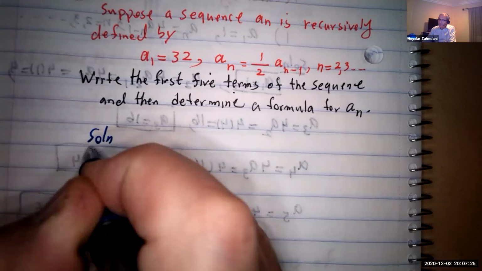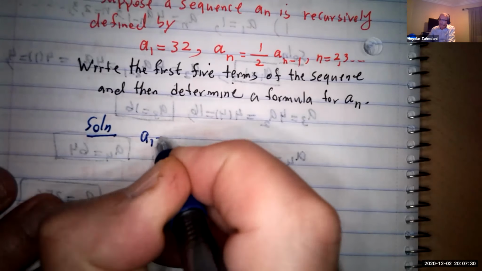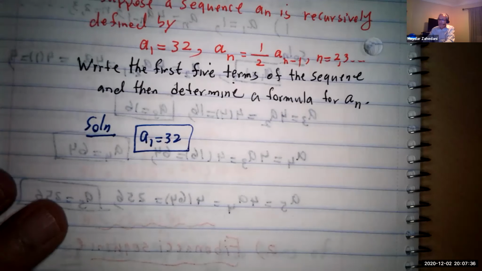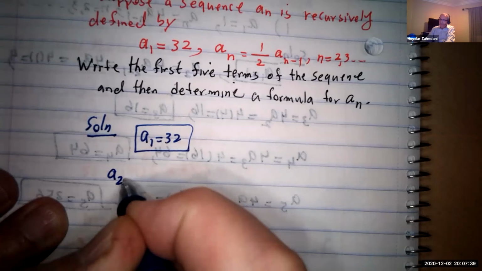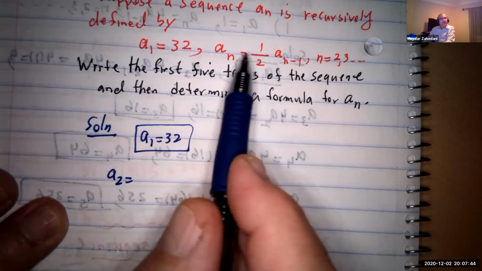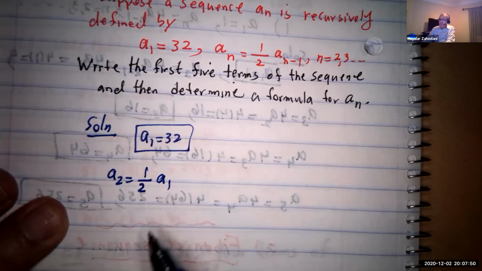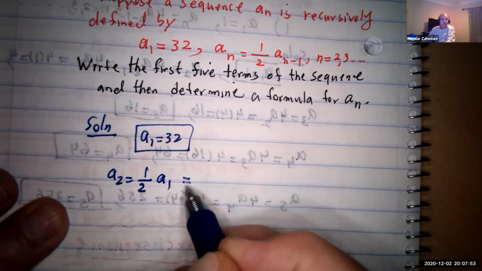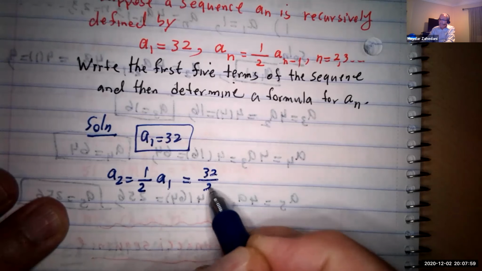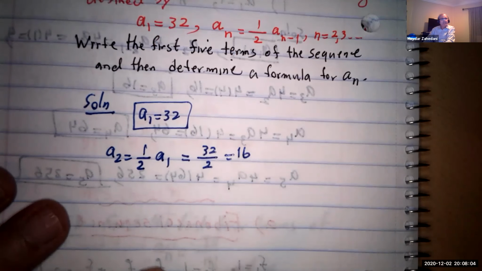Solution: write those 5 terms. The first term, a1, is 32. Now get a2, so go to the formula. Each term is going to be half of the previous one. So it's 1/2 of the previous one, a1, and a1 is 32. That gives you 32 over 2, which is 16. That's a2. Any question?